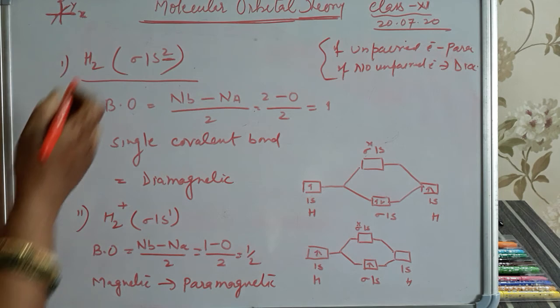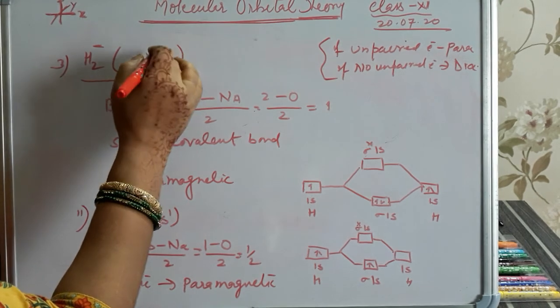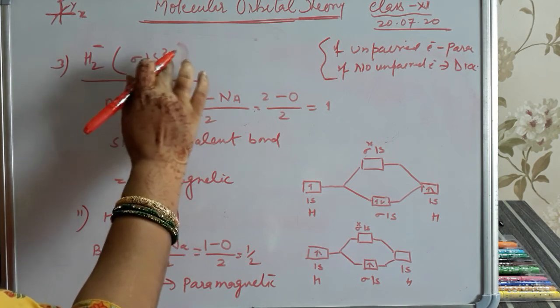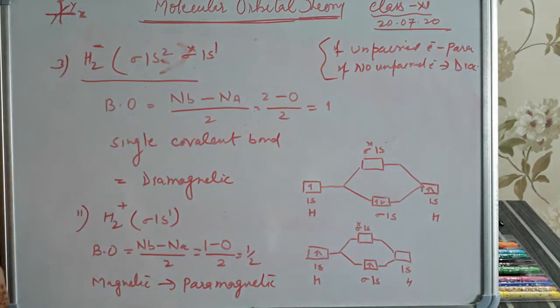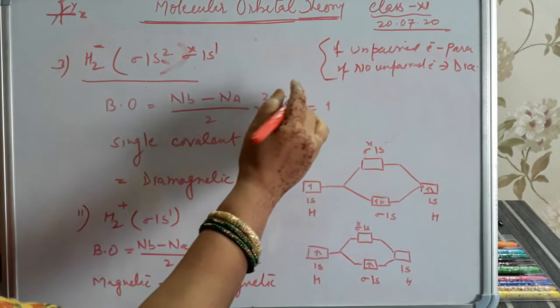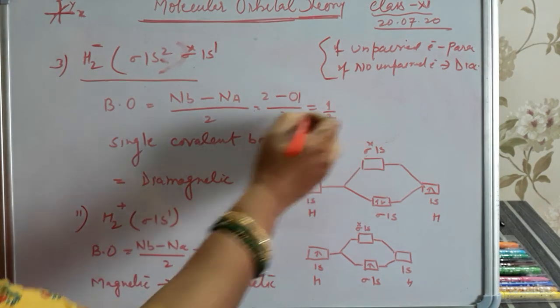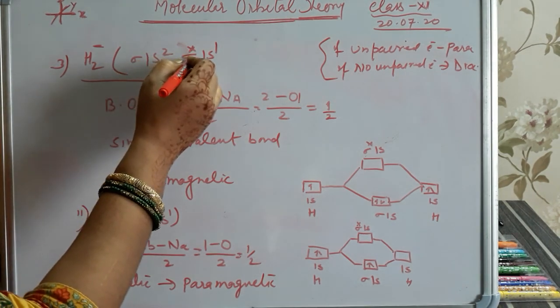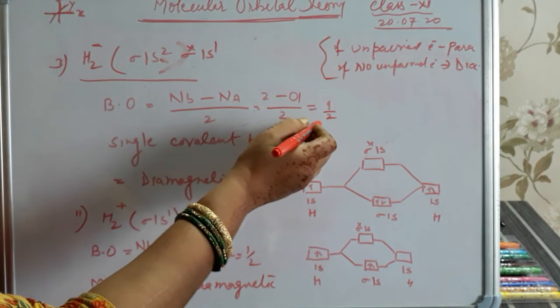Let's talk about H2 minus. Suppose we have H2 minus, number 3. How many electrons? It has 3, and we write like this: sigma 1s2 and sigma anti-bonding 1s1. So the total number of electrons becomes 3. Bond order is bonding minus anti-bonding, so 2 minus 1, and the value becomes half. Sigma 1s2, sigma anti-bonding 1s1, so 2 minus 1 divided by 2. So we can find out the bond order becomes half.